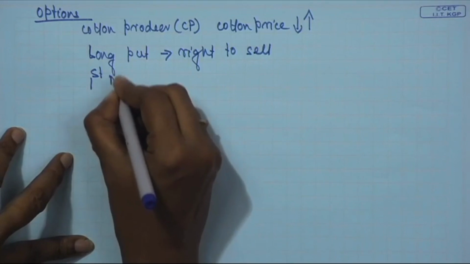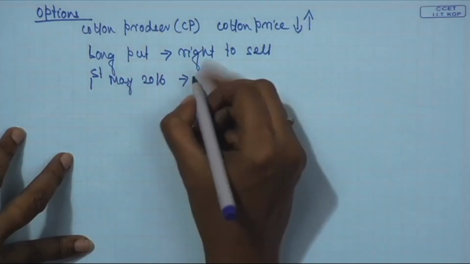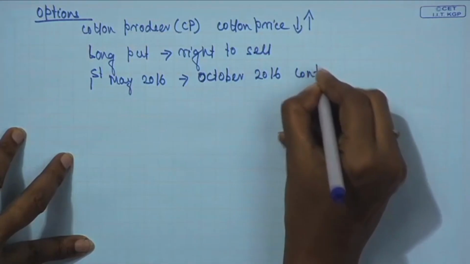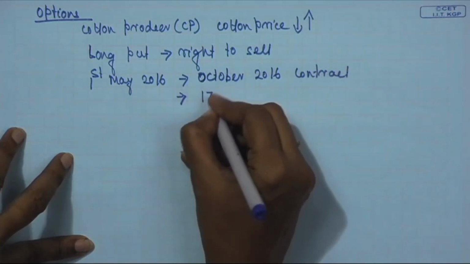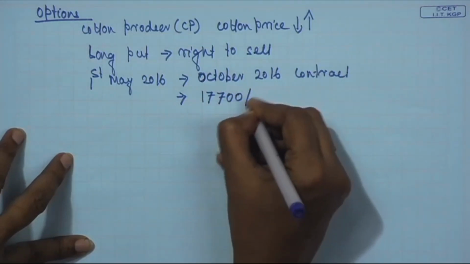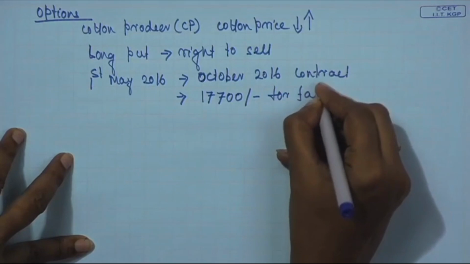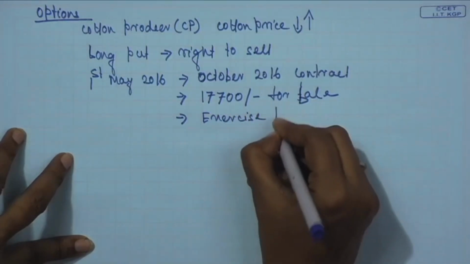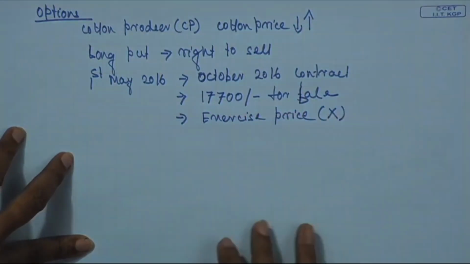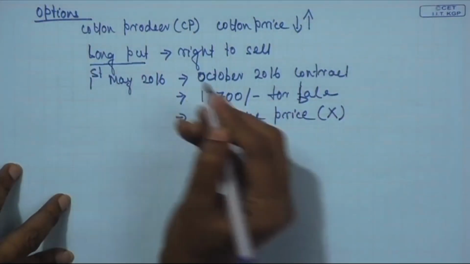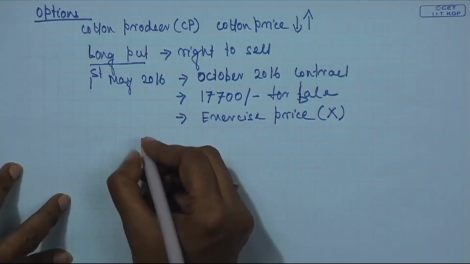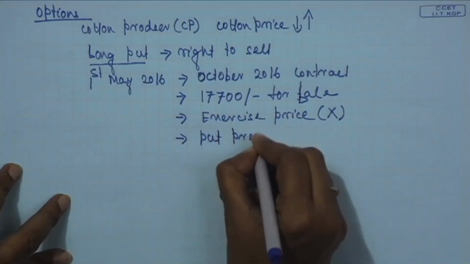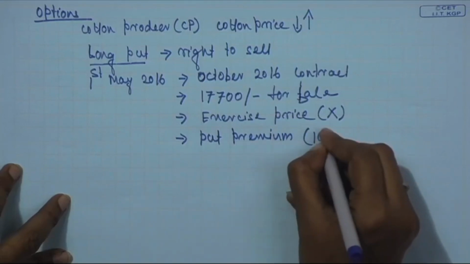Let's say on 1st May 2016, he takes an October 2016 option contract at a price of, let's say, 17,700 per pair. This is going to be our exercise price, we term it as X. Now when the cotton producer is taking a long put option, somebody has to take a short put, and the cotton producer has to pay a premium. So he has to pay a put premium. Let's say the put premium is rupees 100.